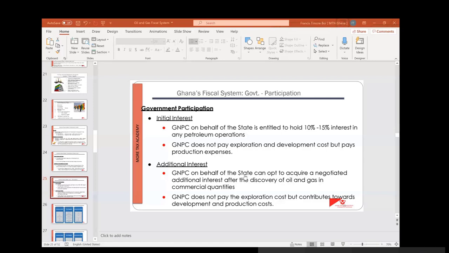So when we finish with the mining one, I bet you should go through it. As for oil and gas, you should go through it. Because in the last two sittings, or was it three sittings, one guy got 90%. If you are very diligent, you get everything.